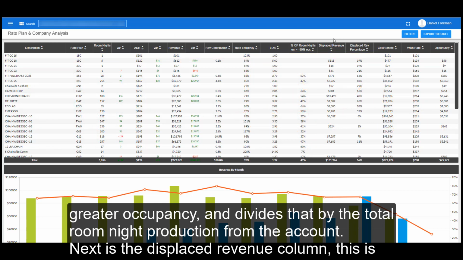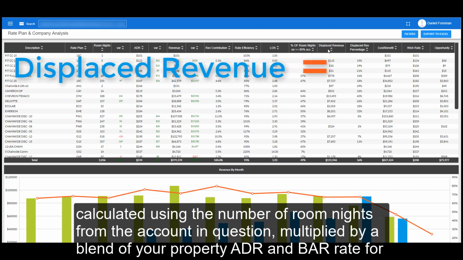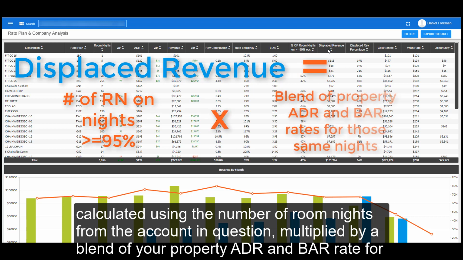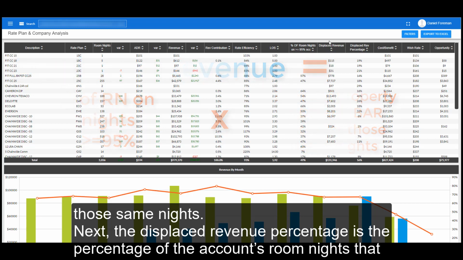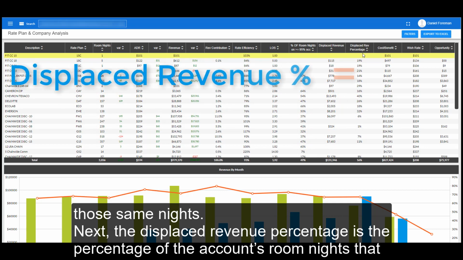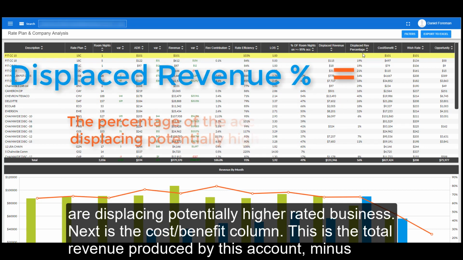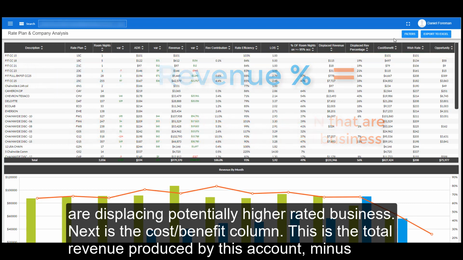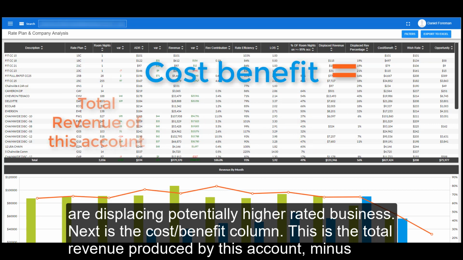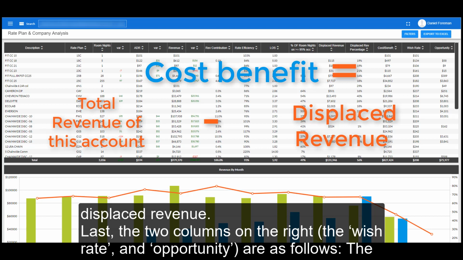Next is the displaced revenue column. This just tells you the number of room nights that stay on those high occupancy nights multiplied by a blend of property-wide ADR and the BAR rate for those very same nights. And the displaced revenue percentage is the percentage of the account's room nights that are potentially displacing higher rated business. Then you have the cost benefit column. This is the total revenue produced by this account minus displaced revenue.